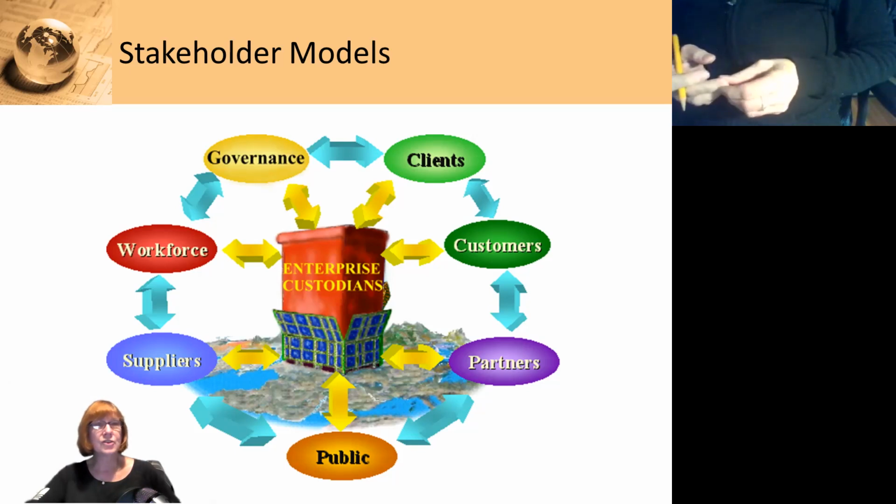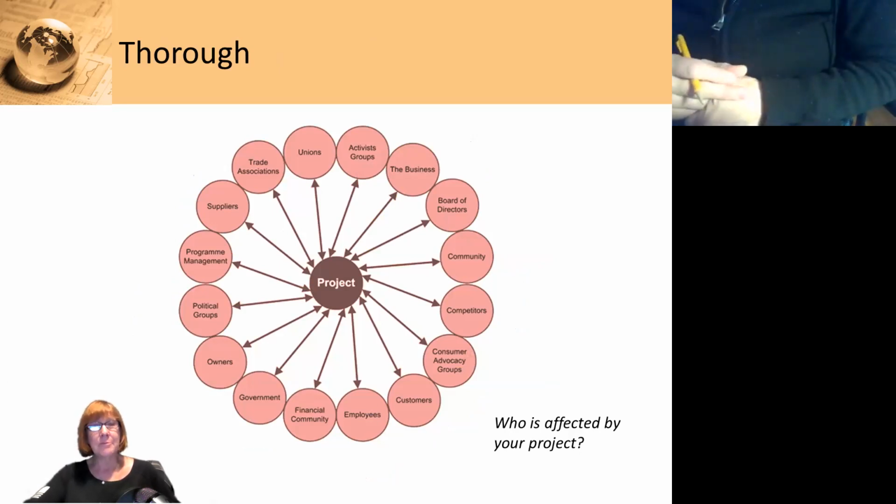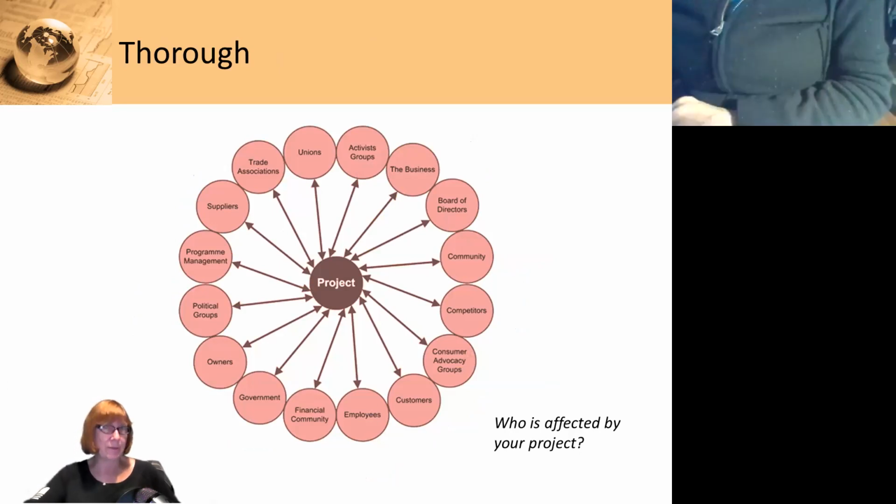So what should your stakeholders chapter look like? Well, first, it should be thorough. Even though it's only those who are affected by your project, it should still be thorough. Now, this is a very thorough one. You can use it as kind of a stakeholder model, but obviously you're not going to have all of these, but it might give you some ideas of the kinds of stakeholders that you have.